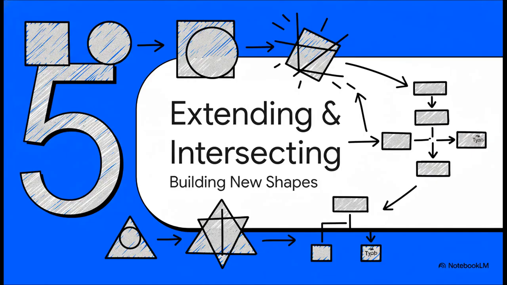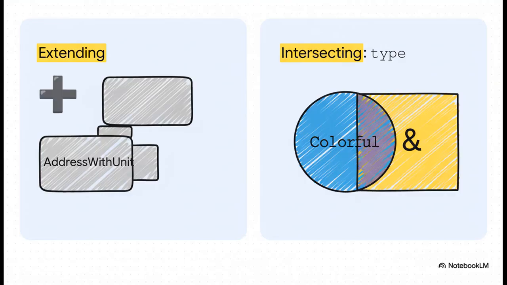Okay, so as our apps get bigger and more complex, we obviously don't want to be redefining similar object shapes from scratch all the time. That would be a nightmare. Thankfully, TypeScript gives us some really powerful tools for composing types, letting us build new shapes out of old ones. So we've got two main ways to do this.